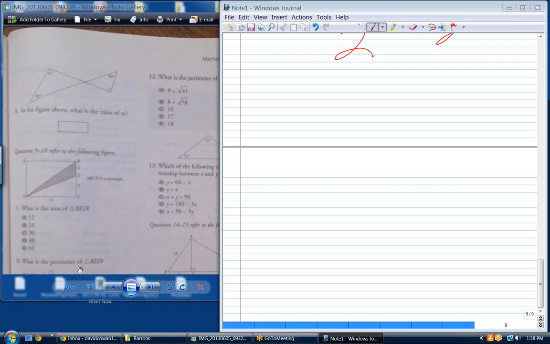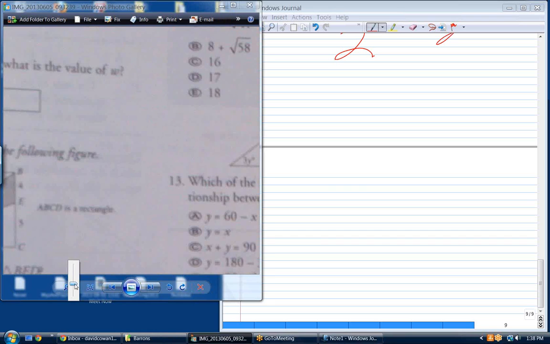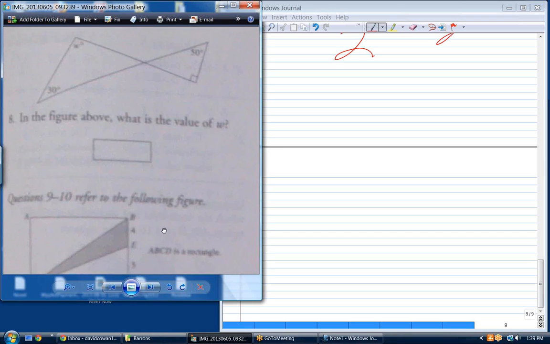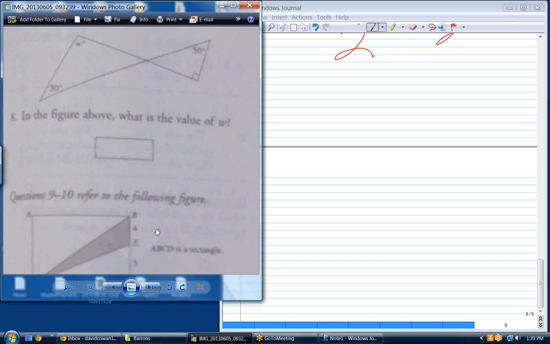I know. Well, that's just because I took these pictures with my camera, and boy, if you don't hold really steady, they come out blurry. So unfortunately, I didn't have a steady hand on the day that I took these. But it's okay as long as you know that's 30, that's W, that's 50, and that's a right angle right there.